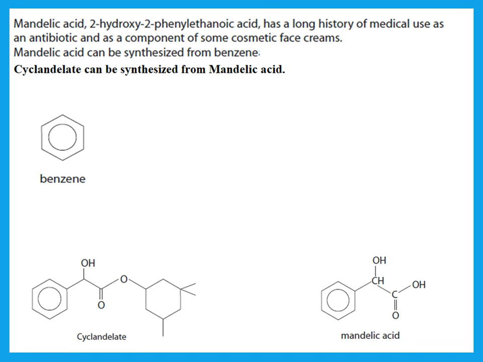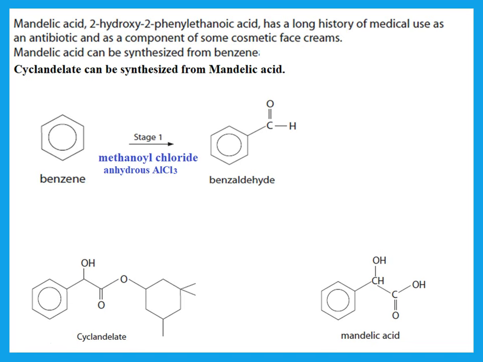Starting from benzene, I want to make mandelic acid and then that final product. So what can I do? What did he add on the benzene ring to make the mandelic acid? Well, we can start with adding an aldehyde group. So adding an aldehyde group is methanoyl chloride in anhydrous aluminum chloride. That will add aldehyde to the benzene ring.